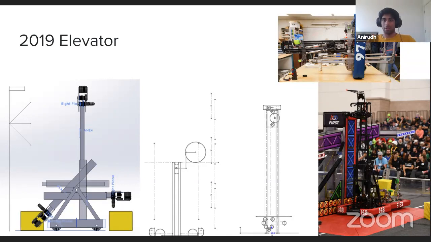We didn't prototype it, but I thought it would have been interesting if we had tubes for an elevator last year in 2019. It wouldn't have made that much difference, but it looks much cooler.